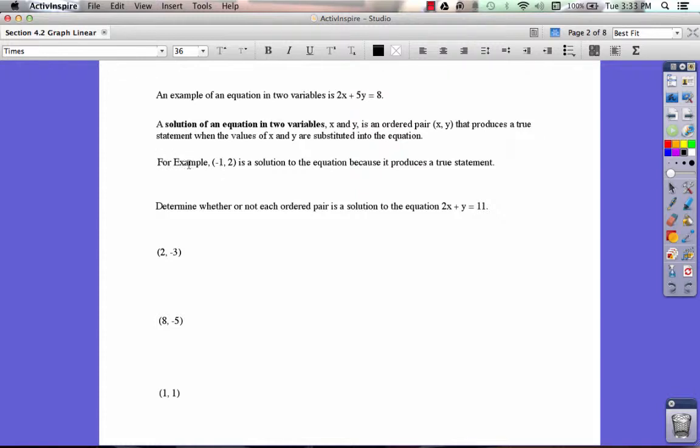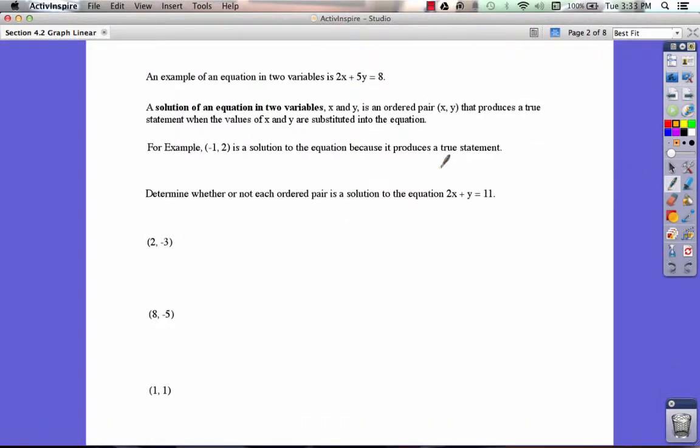Let's look at this example. It says, for example, -1, 2 is a solution to the equation because it produces a true statement. Well, let's check it out. Let's see if it is. If I take this equation, 2x plus 5y equal 8, and substitute in -1, 2 into this equation, remember x comma y for a coordinate, so substitute -1 in for x, and 2 in for y, and I produce a true statement, then -1, 2 is a solution to the equation.